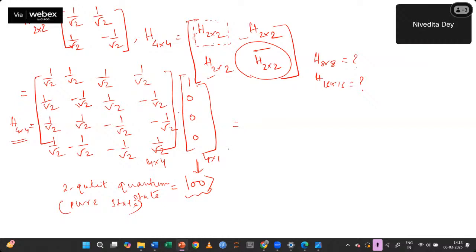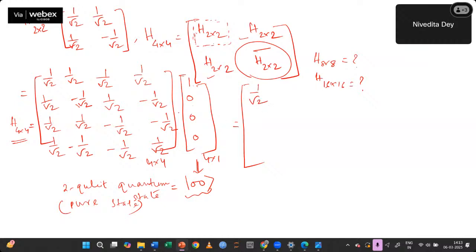But if you multiply it, with respect to the resultant quantum state, you have to verify what is the amplitude or what is the coefficient associated with each of these terms. So let us do that. Say, for example, 1 by root 2 times 1, which is 1 by root 2.